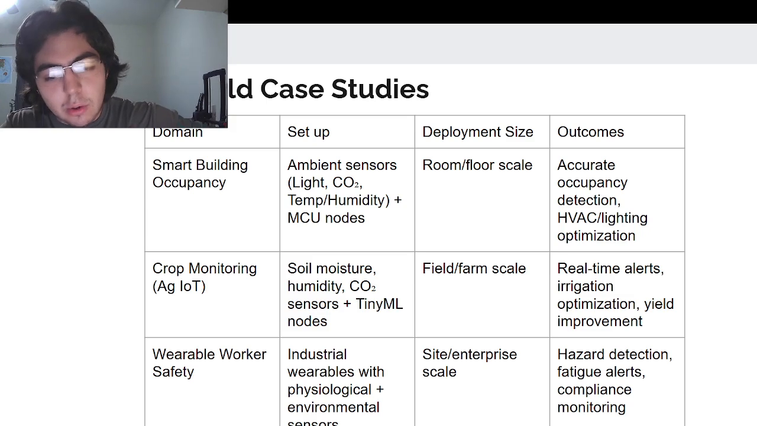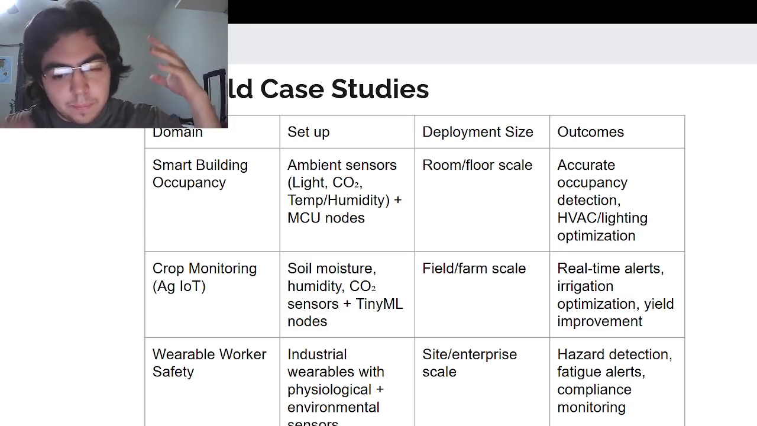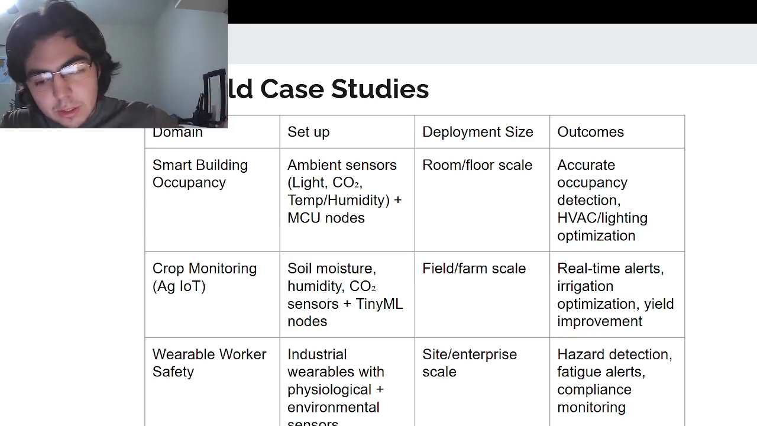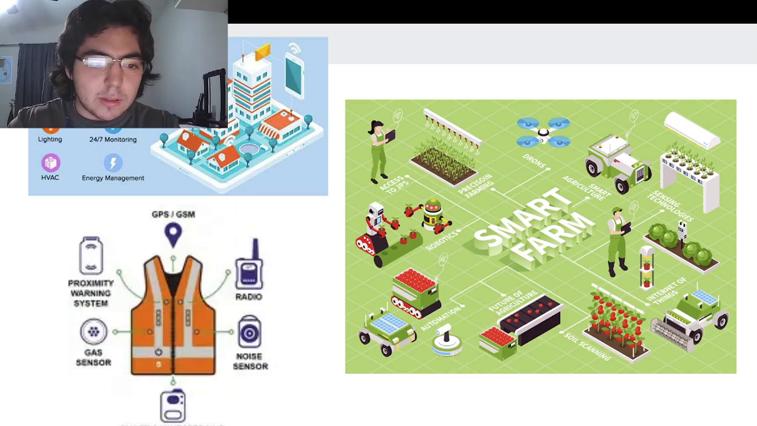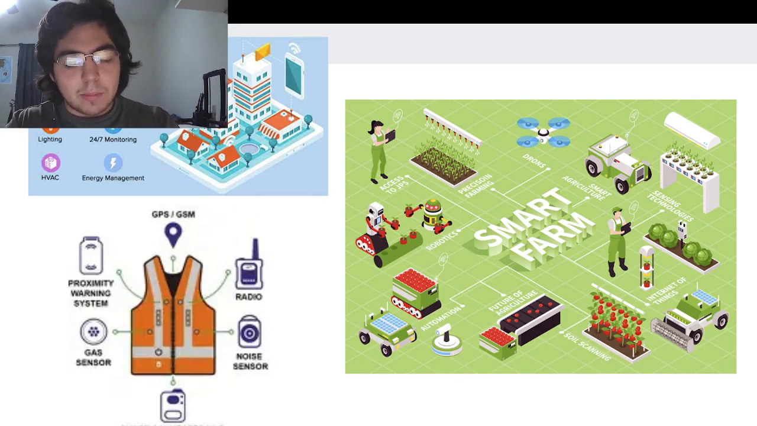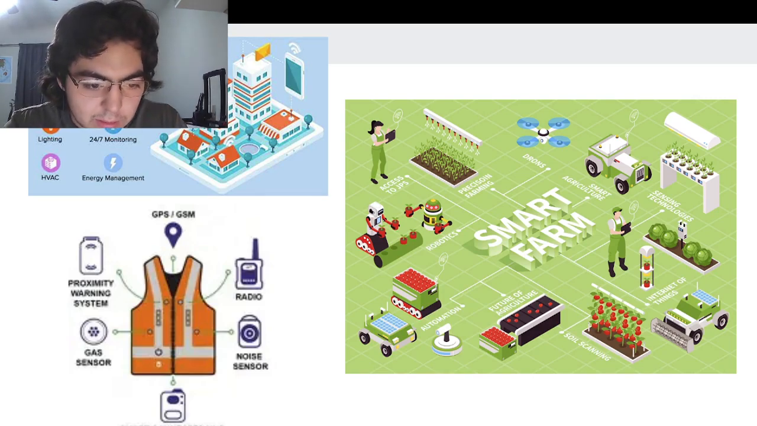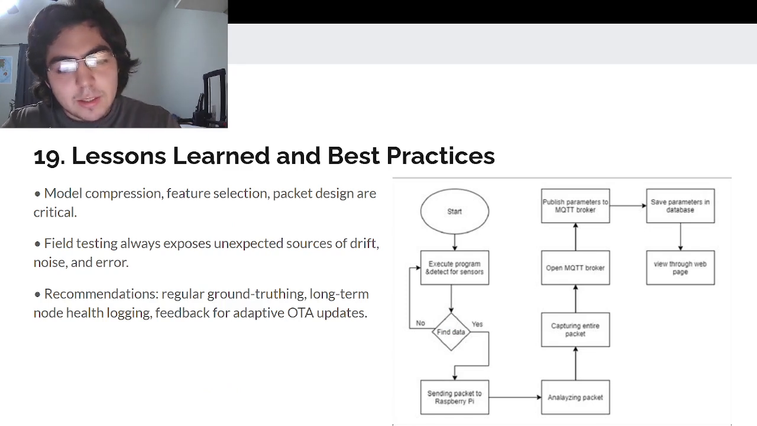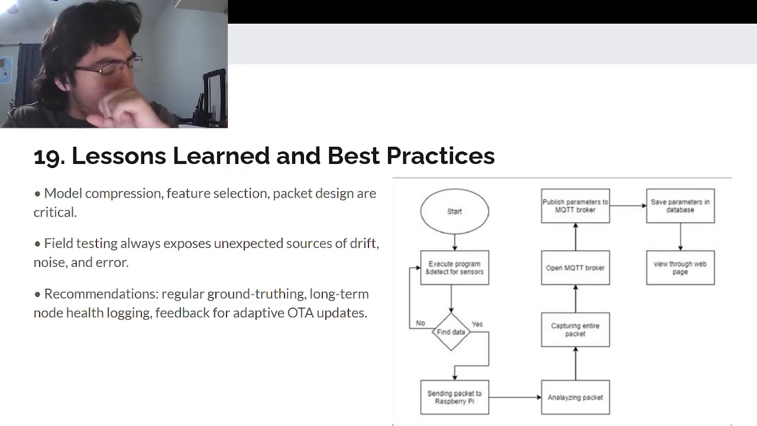Having a node on them that transmits their biosignals to a central coordinator could then ping for hazardous things and whatnot. These are some visuals of these different things. Lessons learned and best practices.